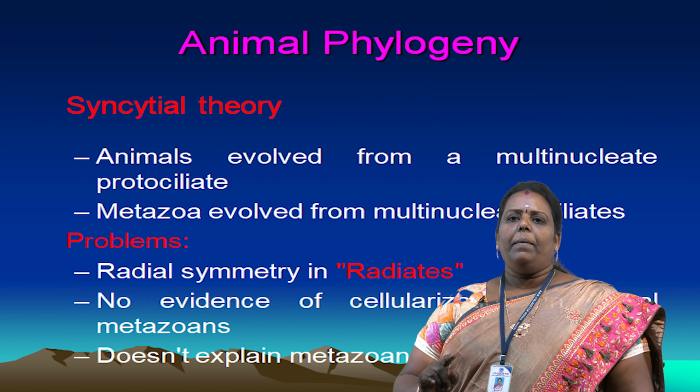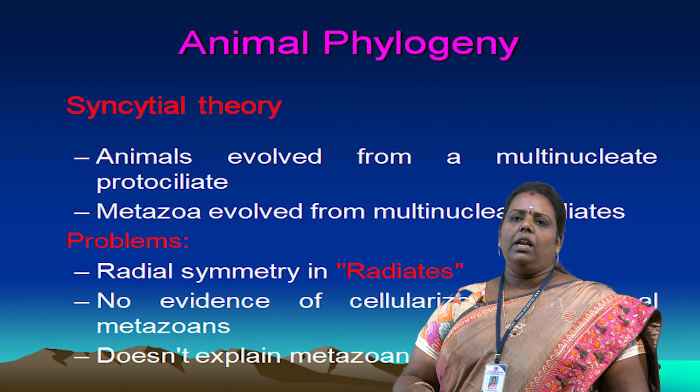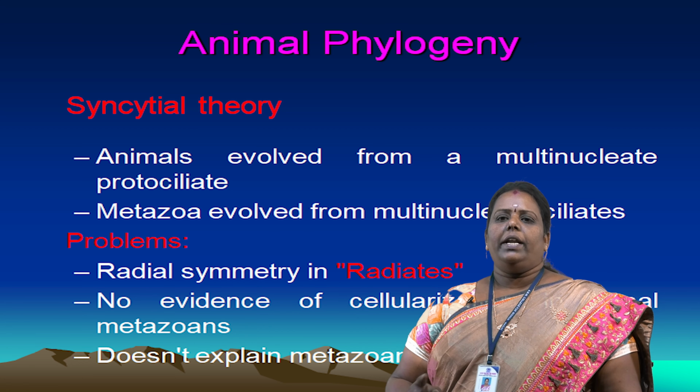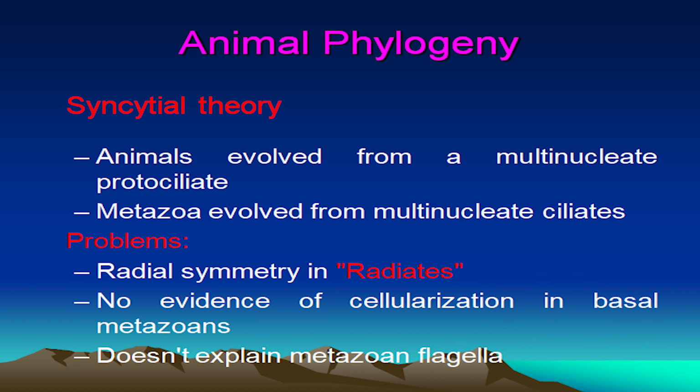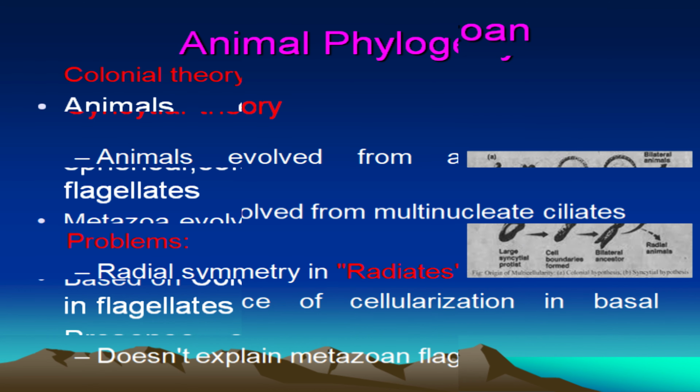Syncytial theory contains a multinucleate cell, and it is evolved from the multinucleate ciliates. This theory was the first identifying theory, but it has not been accepted by some scientists. Why is it not accepted? It has some problems. They have not explained the radial symmetry or radiata. There is no evidence for the cellularization and basal metazoan. Cellularization means the formation of cells, and it does not explain the metazoan flagella. Flagellate, that is locomotion, they have not explained.